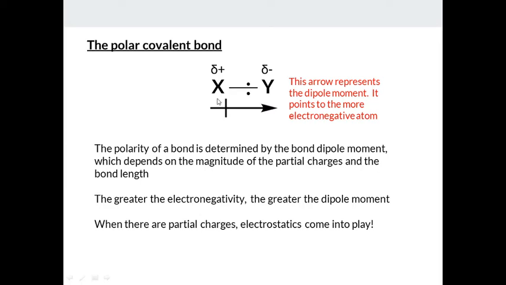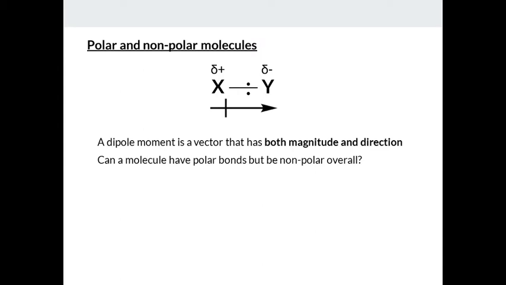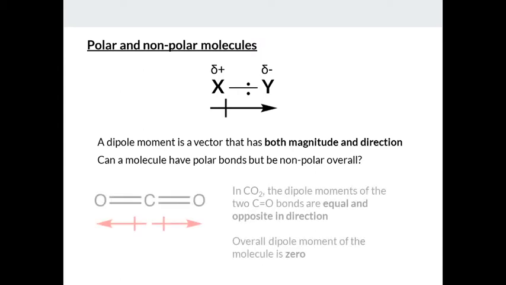Another way to think of it is that this plus sign lies on the atom bearing the partial positive charge. So a dipole moment is a vector that has both magnitude and direction. So a molecule can have polar bonds but be non-polar overall.